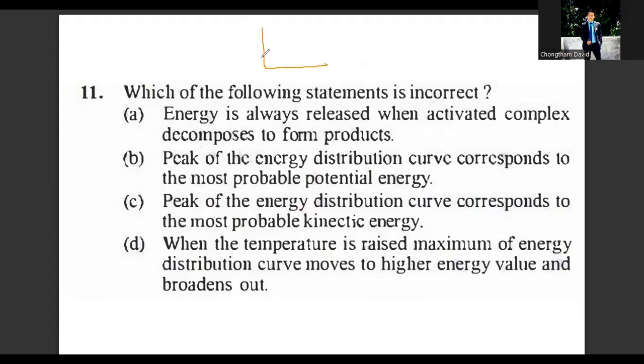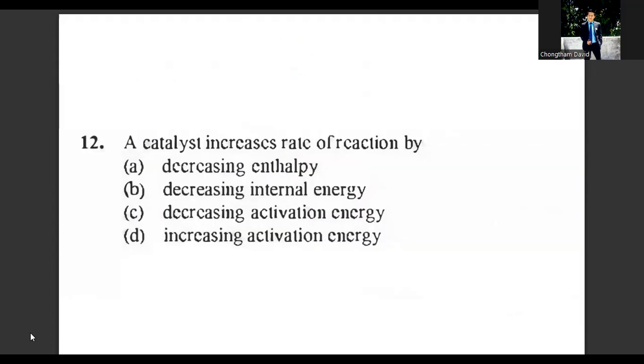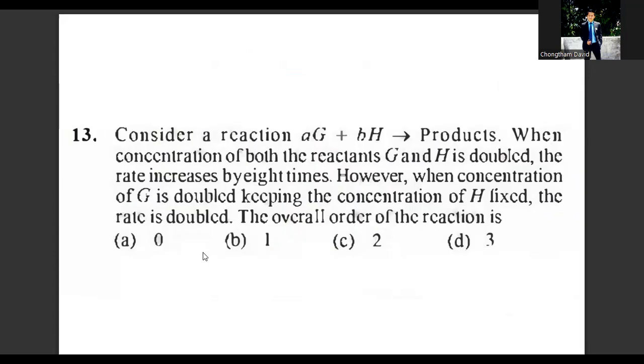Okay, this is given by the Boltzmann distribution, the fraction of the molecules that is taking part, right? So option B is the correct answer for this question. Others are not correct. Okay, let's read question number 12. A catalyst increases the rate of the reaction by decreasing the activation energy.